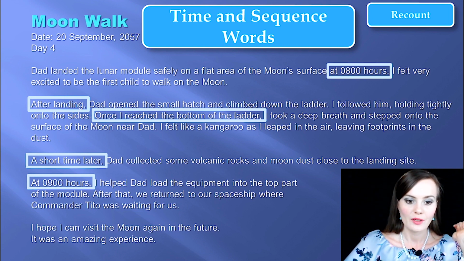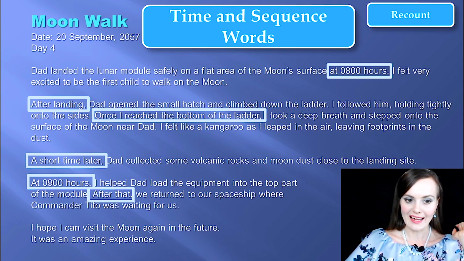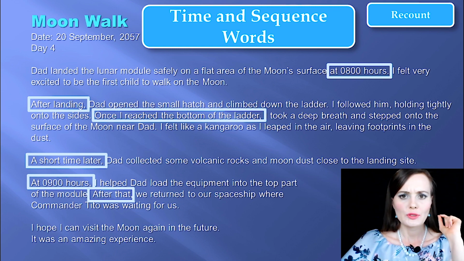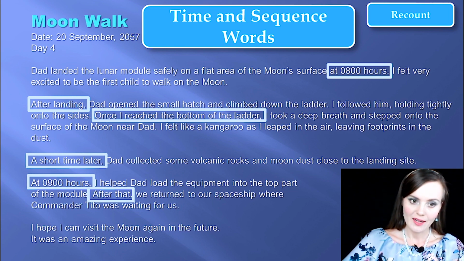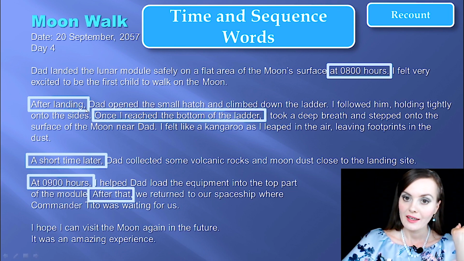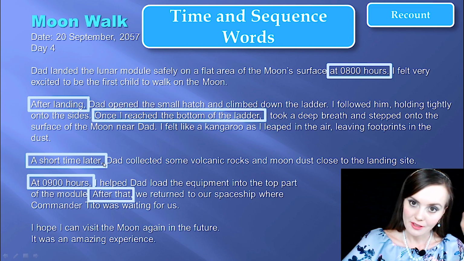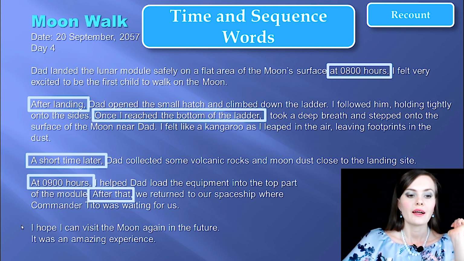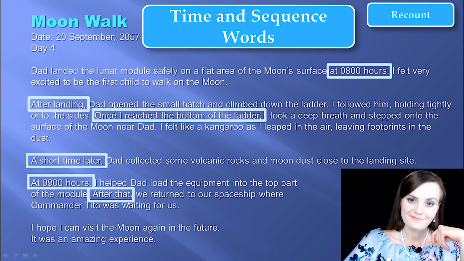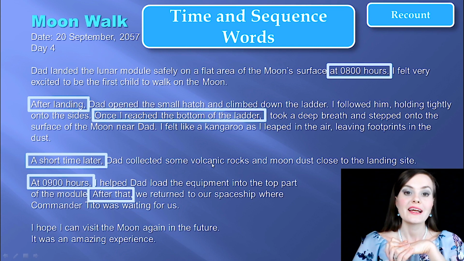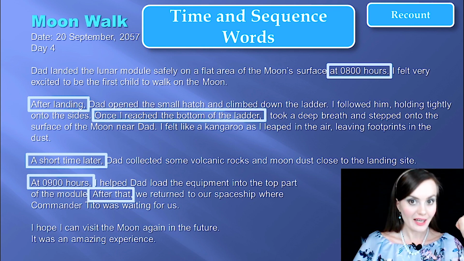And who can find one more sequence phrase? Here you go, it's after that. And now I want you to take a closer look and pay attention. After each sequence phrase, what do we see in here? It's a comma. So we need to put a comma after each sequence phrase. In here, a short time later, so we pause and we should put a comma. At 0900 hours, comma. After that, comma. Okay, so these are the sequence words that the author used for his recount.